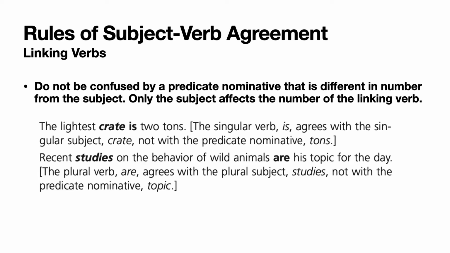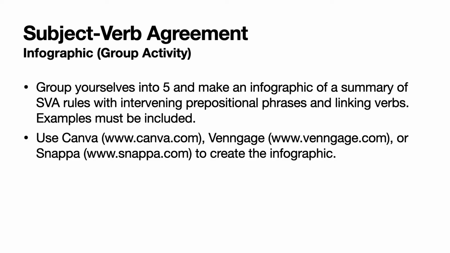Okay, class, for our next activity, you will be grouped into 5. So there will be 5 members in each group, and you will make an infographic of a summary of subject-verb agreement rules with intervening prepositional phrases and linking verbs. So examples must be included.